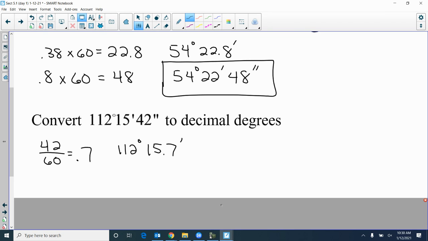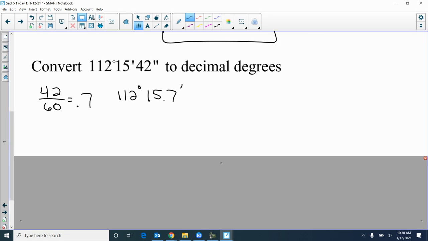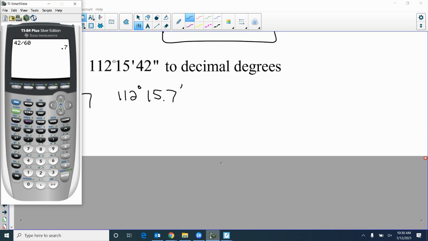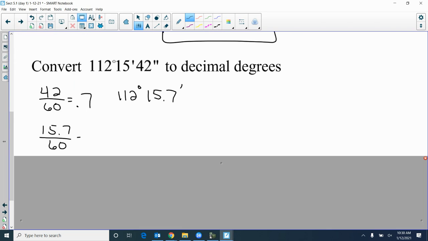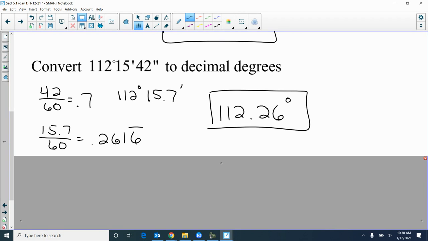Okay, now take 15.7, what do we do with that? That's the fractional part of a degree I got. Josh, what should I do with that? Divide that by 60. So take 15.7 divided by 60. And that gives me 0.261, 6 repeating, depending on what you're asked to round it to. So 112, let's just do 0.26 degrees.